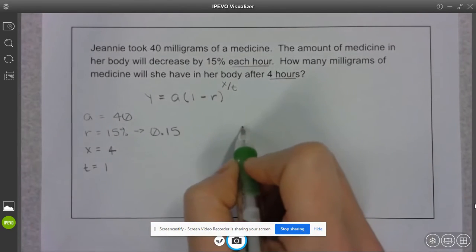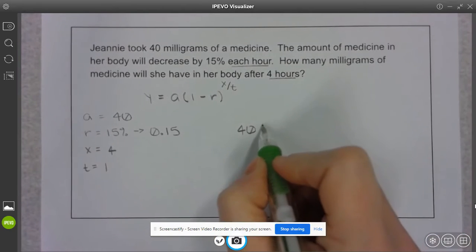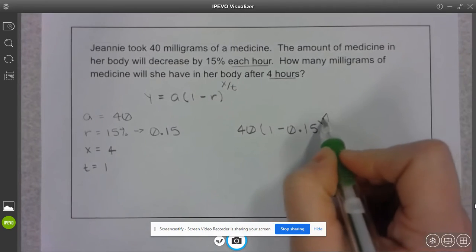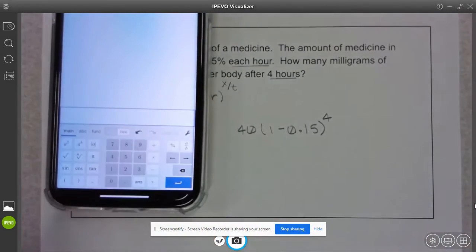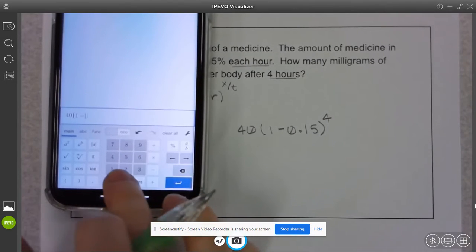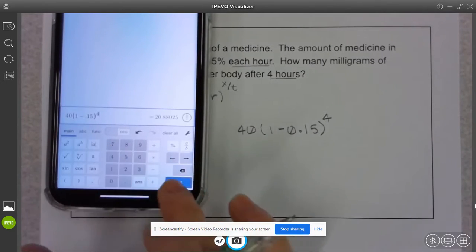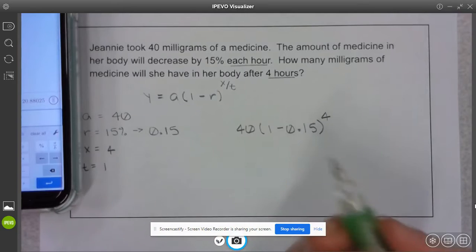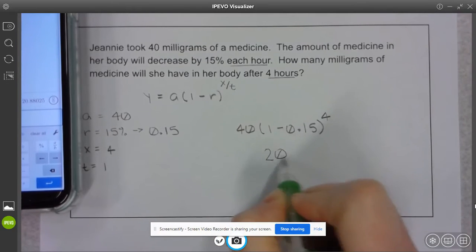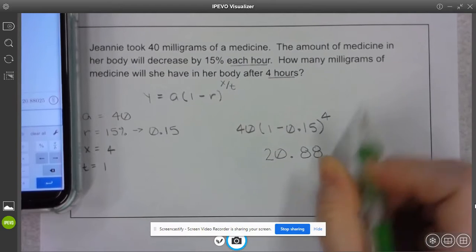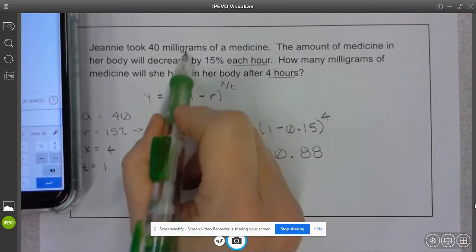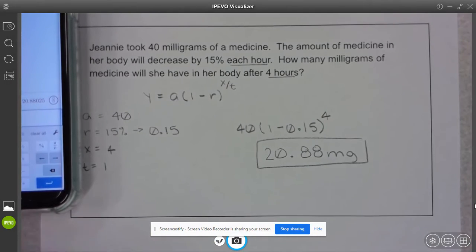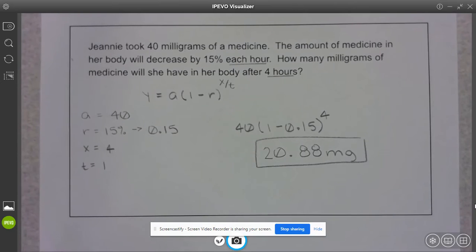Total is 4. So I'm going to have 40 times 1 minus 0.15 to the power of 4. So 40 times 1 minus 0.15 raised to the power of 4. And it doesn't tell us a decimal place, so usually I do 2 just to be on the safe side. These are in milligrams. So that would be our answer for that one.